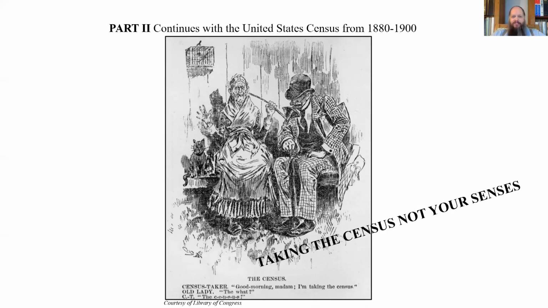I'd kind of like to have this slide as our slide to interject into part 2. This is from Harper's Weekly. It was a cartoon drawn in 1890. I absolutely love this cartoon. It shows a man taking the census with an older woman who thinks that she actually wants to take her census, not the actual census.